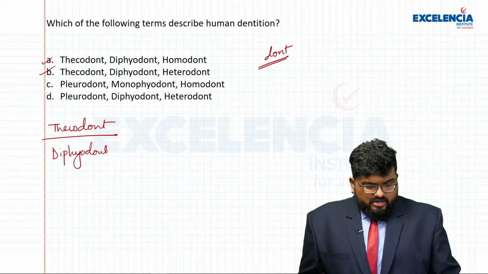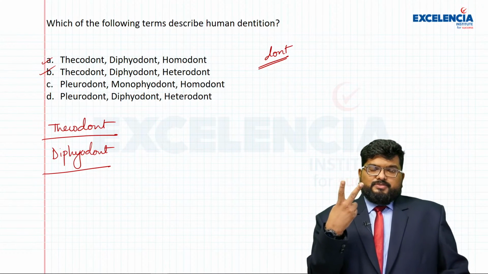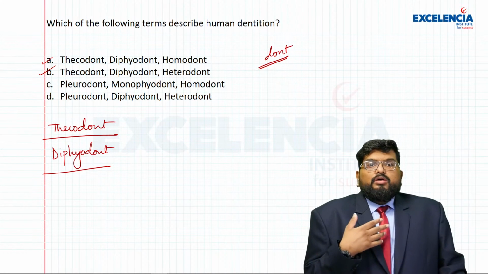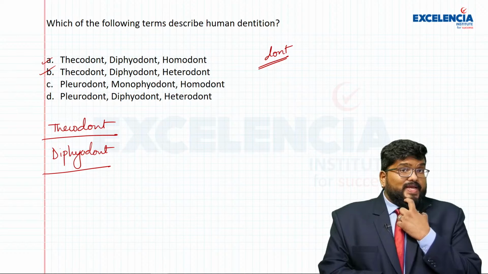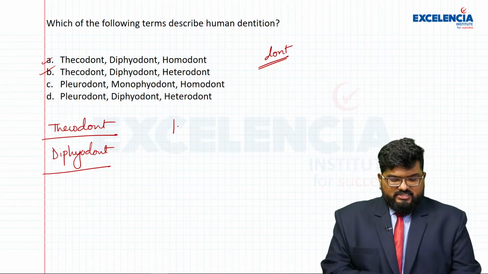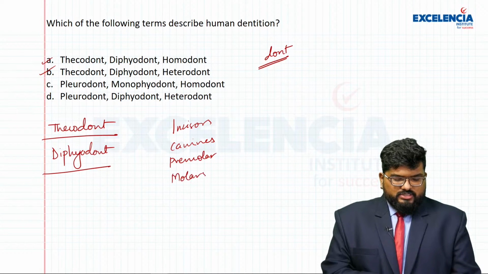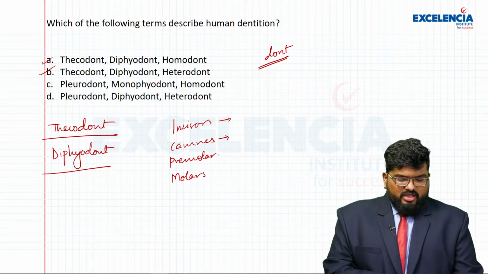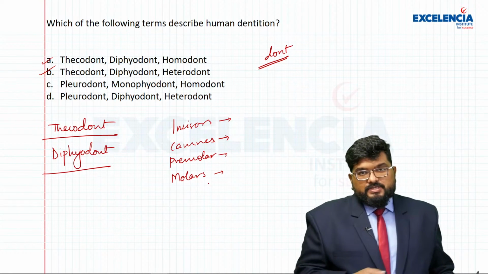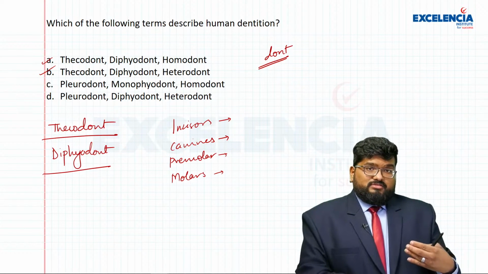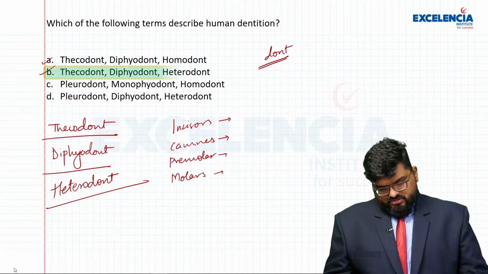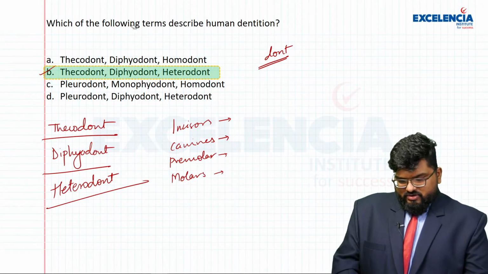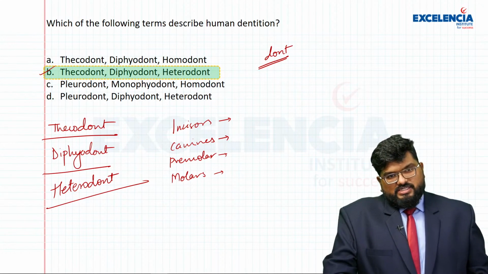Diphyodont means that the teeth appear in 2 stages. Is that the case with humans? It is, isn't it? We initially get milk teeth, which are replaced by permanent teeth later. So diphyodont. And then, are all of our teeth the same? No. We have incisors, canines, premolars, and molars. Incisors are for biting, canines are for tearing, premolars and molars are for chewing and grinding. Since the teeth we have are different, the condition is called heterodont, right? So option B, that is thecodont, diphyodont, heterodont, describes human dentition.